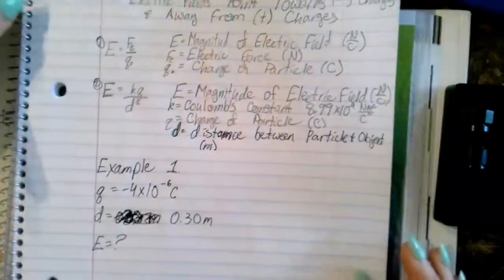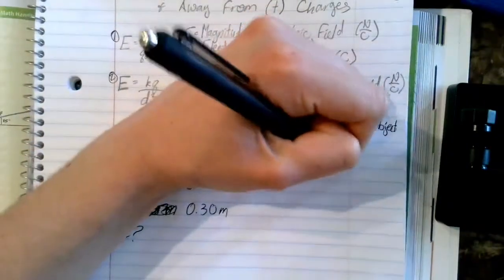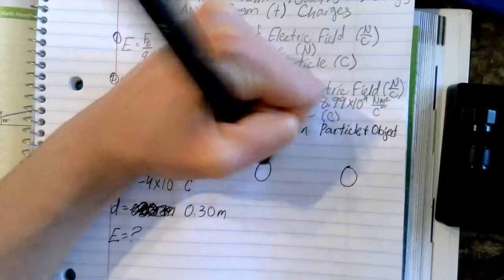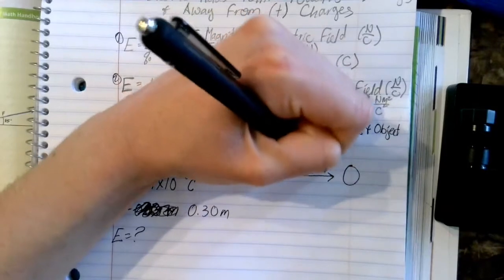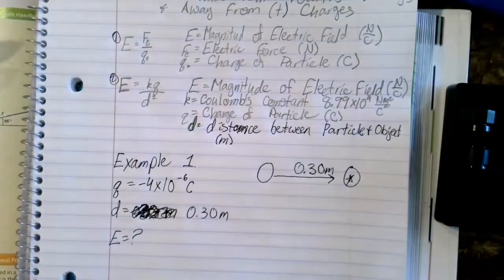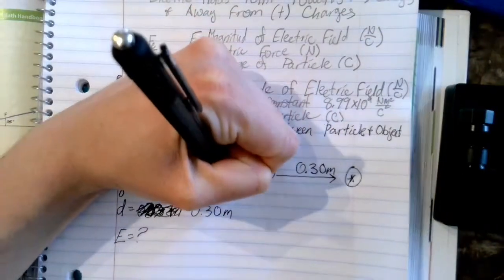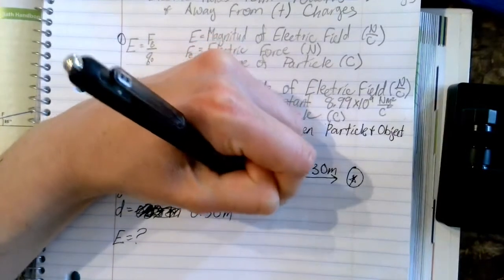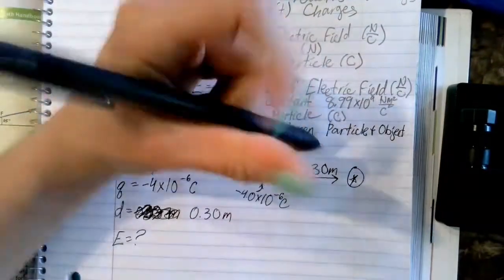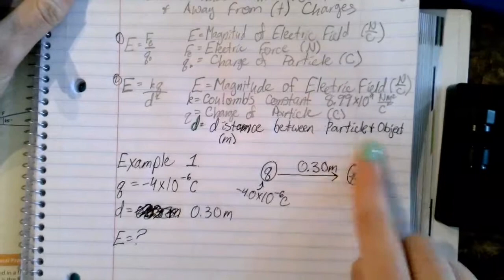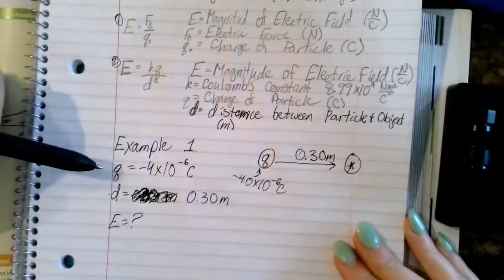So, I'm actually going to take a second and draw this out because this problem was a little bit specific, and it said that we've got a charged object, and then to the right is the charge that we're asking about. So, my charged object has a charge of negative 4.0 times 10 to the negative 6 coulombs. And this is our Q. And we're trying to figure out what the magnitude is right here at this point.